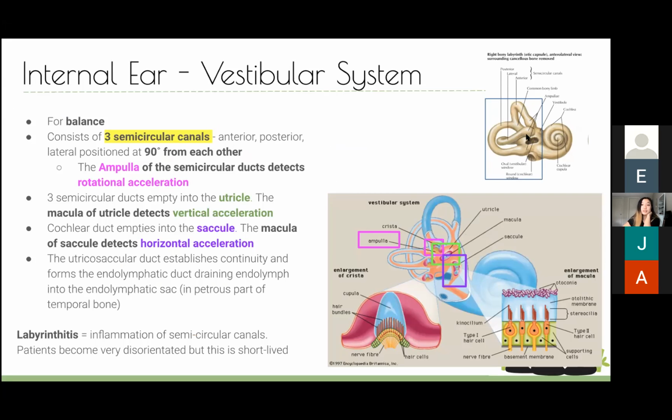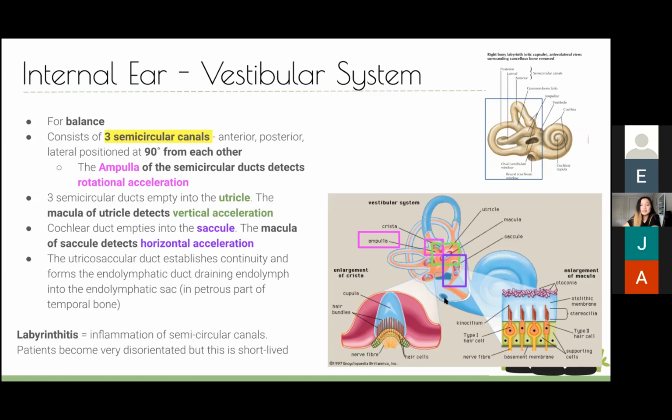That detects rotational acceleration. And then these all empty into the utricle, which detects, where is the utricle in there? It's a bit hard to see. Utricle is here. It detects vertical acceleration. And then the cochlear duct empties into the saccule, and that detects horizontal acceleration. So ampulla, rotational, utricle, vertical, saccule, horizontal.